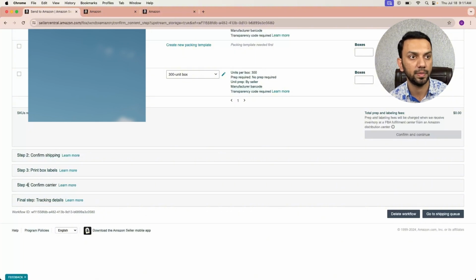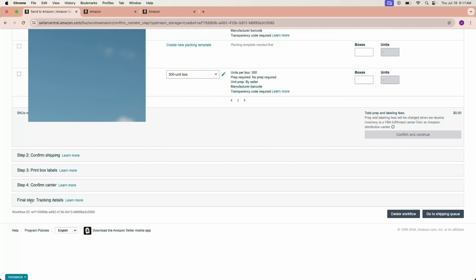Once we print the box labels, Amazon now has its partner carriers here, so we can select the Amazon partner carrier. We have around 24 hours to cancel the shipping plan. If we do not, then Amazon will deduct the amount right away from our account, and in the end it shows us the tracking details.